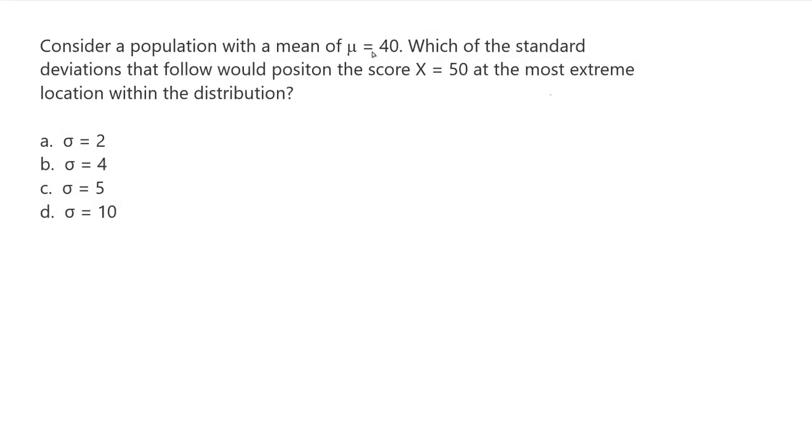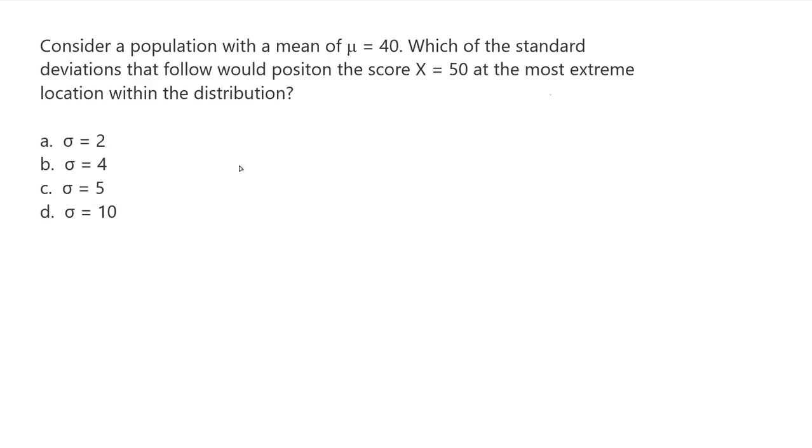Consider a population with a mean equal to 40. Which of the standard deviations that follow would position the score X equals 50 at the most extreme location within the distribution? Okay, so we've got a standard deviation, a small one, which is 2, a slightly larger one of 4, larger still, a standard deviation of 5, and finally a standard deviation of 10.